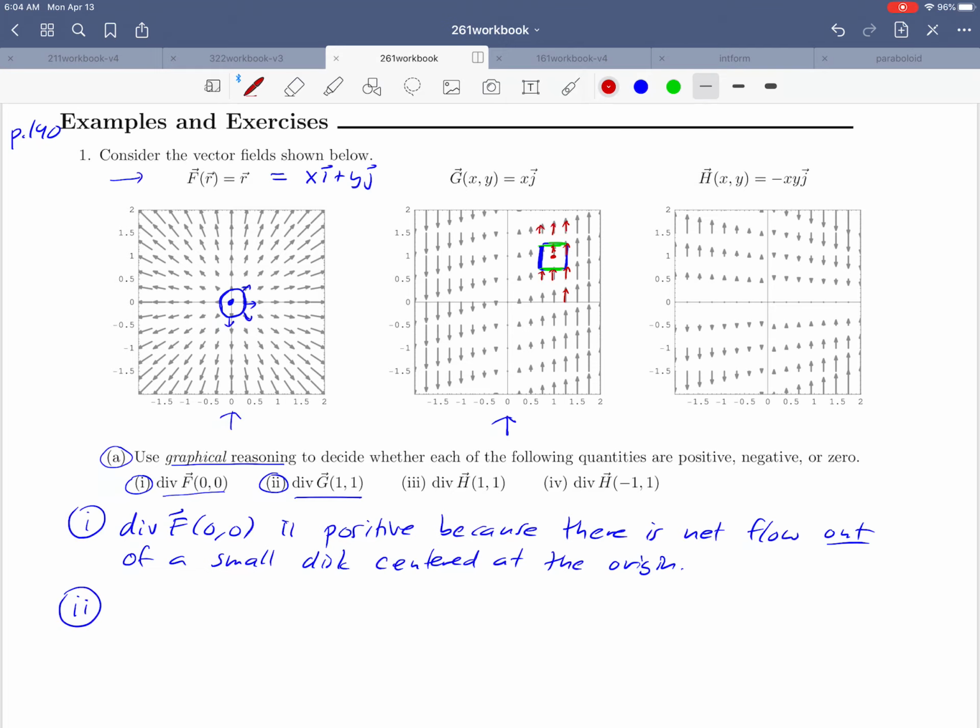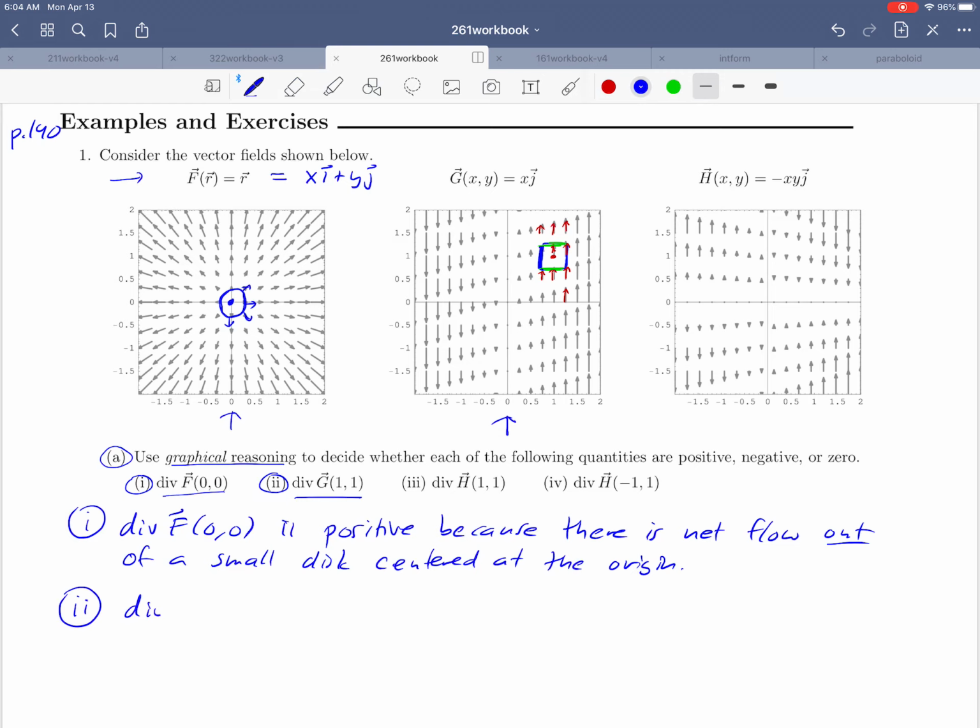Okay, on a vertical line, the vectors all have the same length, so we're going to get the same flow in the bottom as we do out the top. What would that say about the divergence then? Well, if you think about it, it means that the divergence has to be 0 because of the fact that we're getting the same inflow in the bottom as we are outflow in the top. The net is 0.